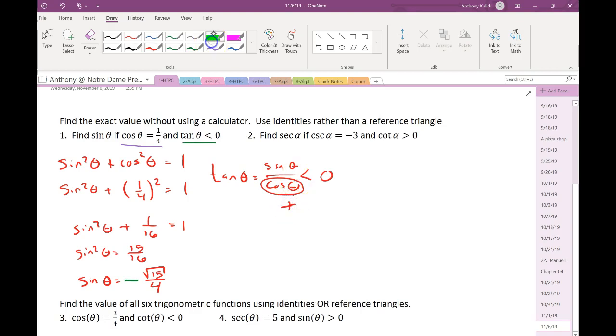You're talking about what I've written right here? If you wrote what I wrote right there, that would be enough to justify. Yeah. That would be enough for me to justify why that's negative.